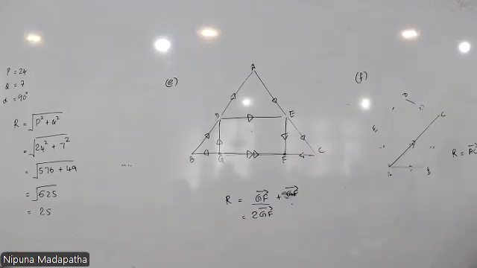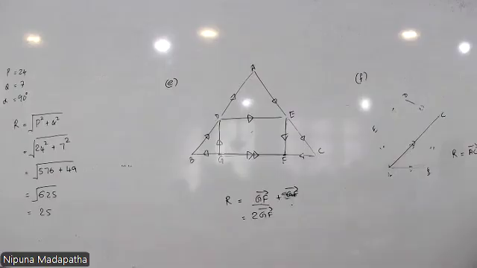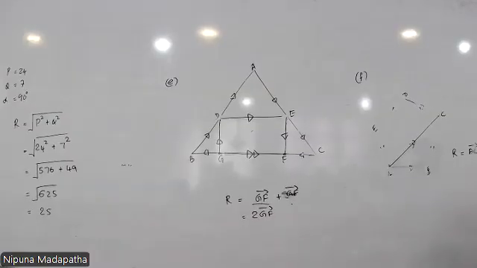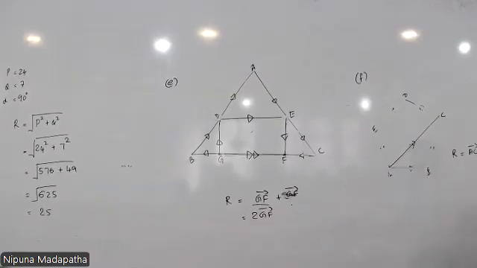P is 7, Q is 8. So 7 squared plus 8 squared plus 2 into 7 into 8 cos 60. Right. So part E, alpha is 60. Alpha is 60.